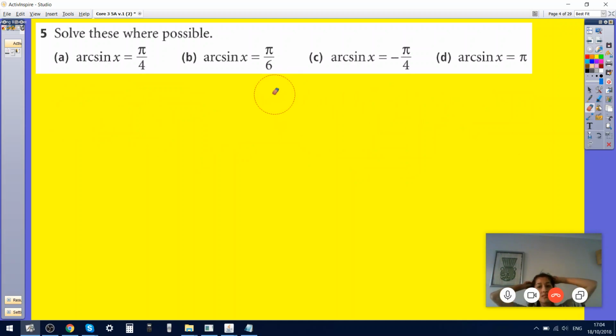How would you do 5b? Shift sine. x equals shift sine of pi over 6. So arc sine is similar to shift sine. What would get rid of arc sine? Sine. Yep. Do sine to both sides.